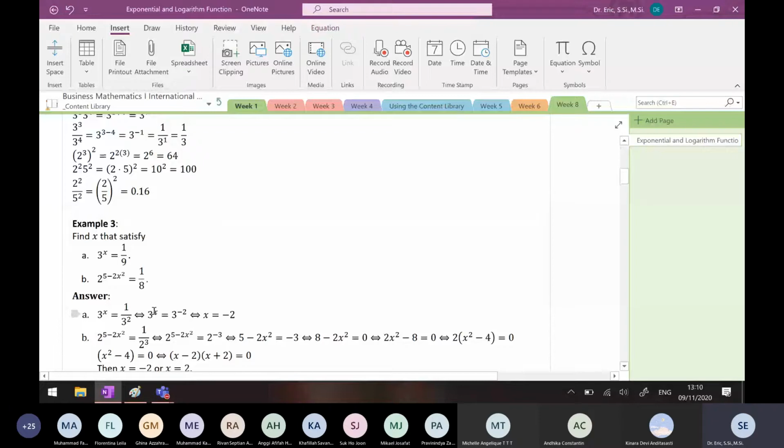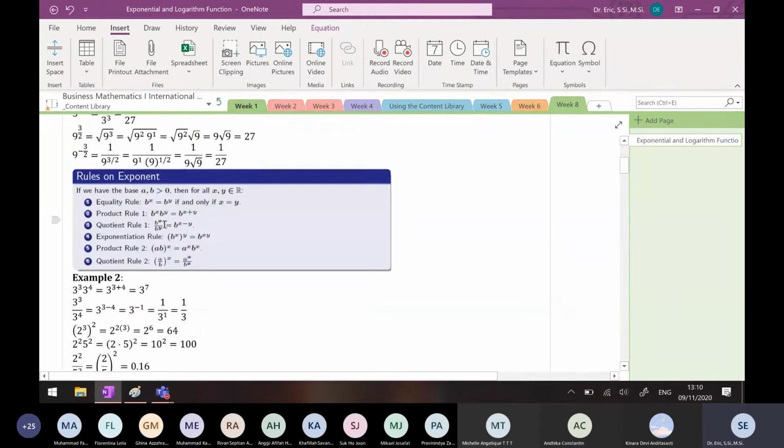So the base is 3, and you should have x equals minus 2. Yeah, the same as this. If you have b, the base, to the power of x equals the same base to the power of y, if and only if x equals y.